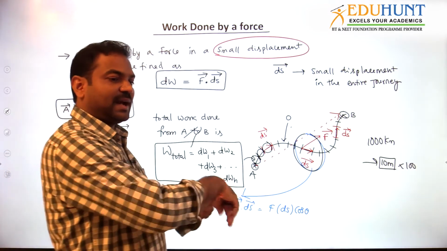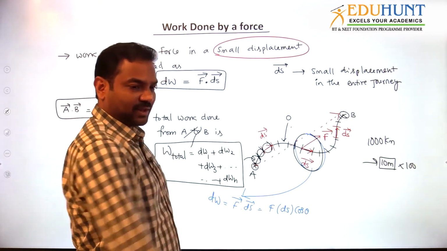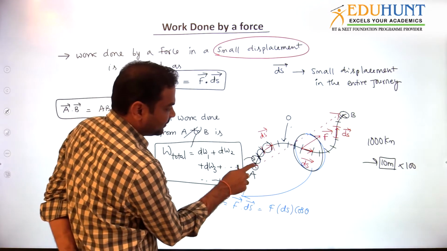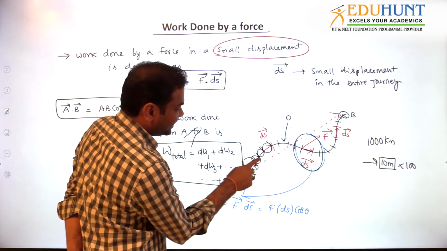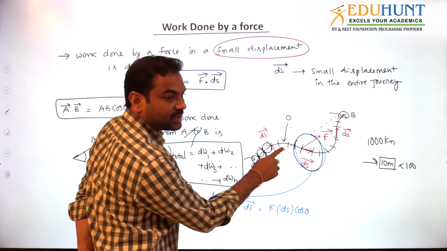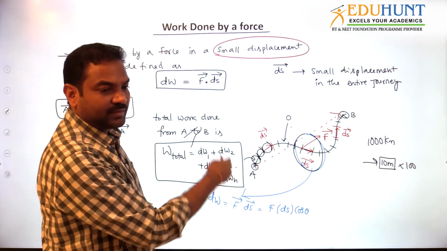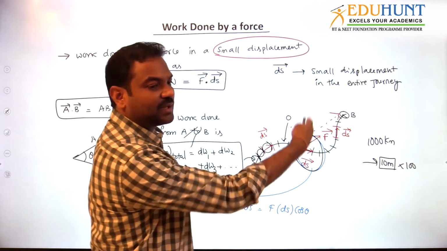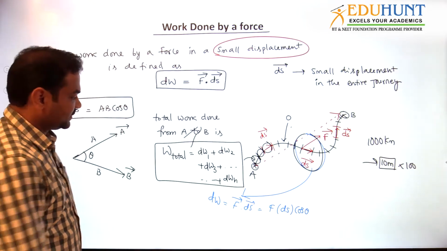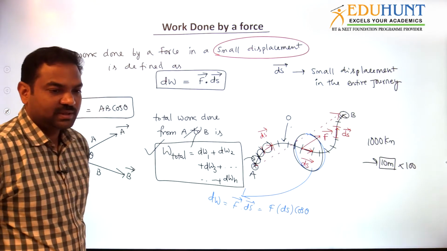Understood? So as it is changing, we can add them now. So I will calculate work done in the first 10 meter, work done in the second 10 meter, third 10 meter, fourth 10 meter and so on, 110 meter. Then what is the total work done? dW1 plus dW2 plus dW3 and so on dWn. That only I wrote here, total work done.